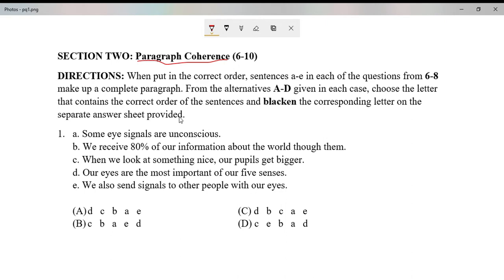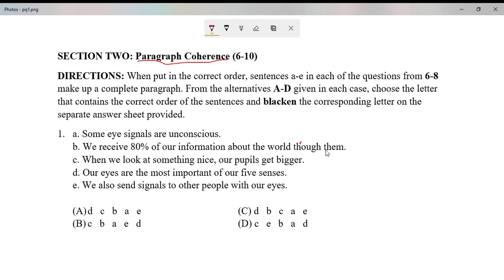The first step I want you to take, before reading the answer choices, before doing anything else, is to read the sentences. Don't try to order them just yet. Just read them in the order that they are given to you to get an idea of what it's talking about. Some eye signals are unconscious. Maybe it's talking about eye signals. We receive 80% of our information about the world through them, right?